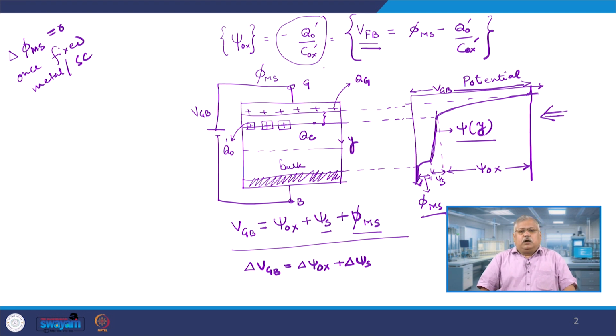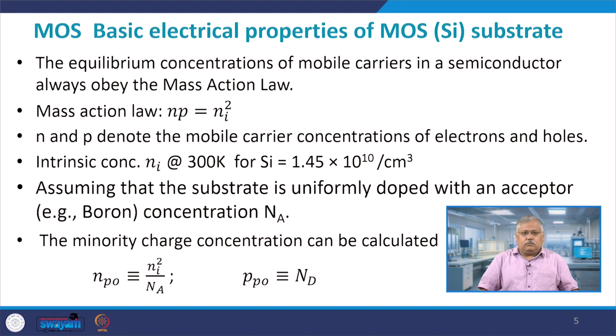With this we have also understood the basic fundamental principles of the flat band and of the charges. This will be useful when we do the Fermi level or the energy band diagram. Let me come to the basic electrical properties of the MOS device, which will be quite interesting and useful to all of you. Two things are important, and let us go basic. Let me give you the basic law of mass action, and I assume that you will understand this.